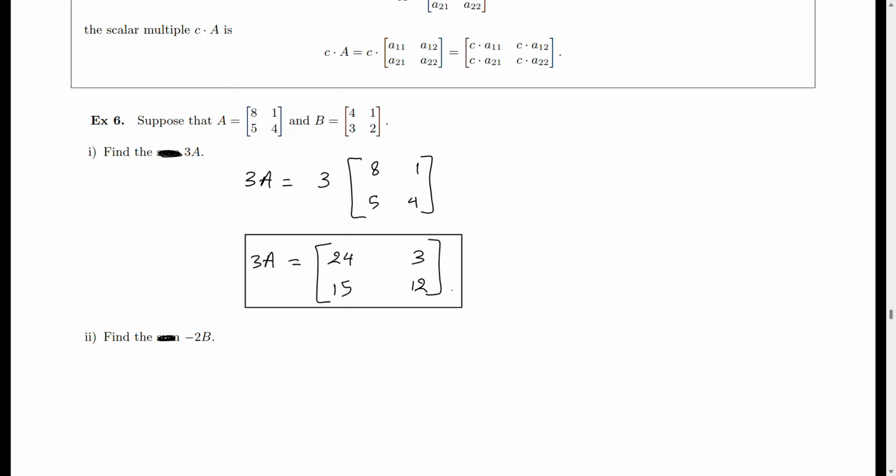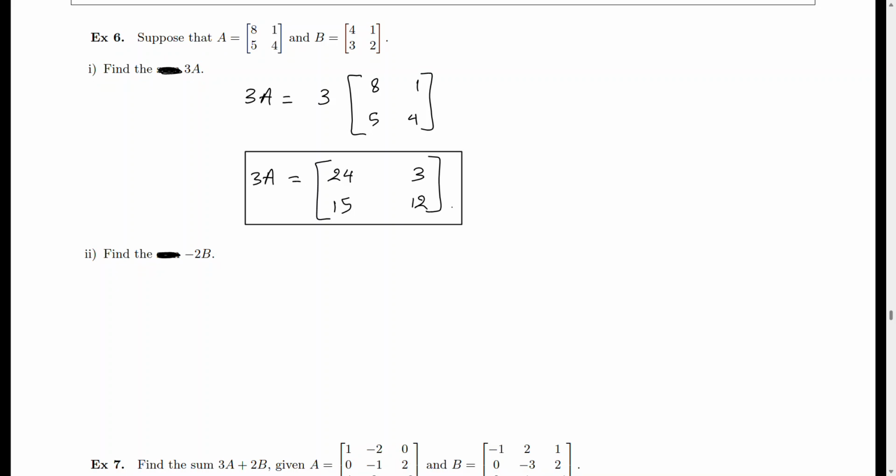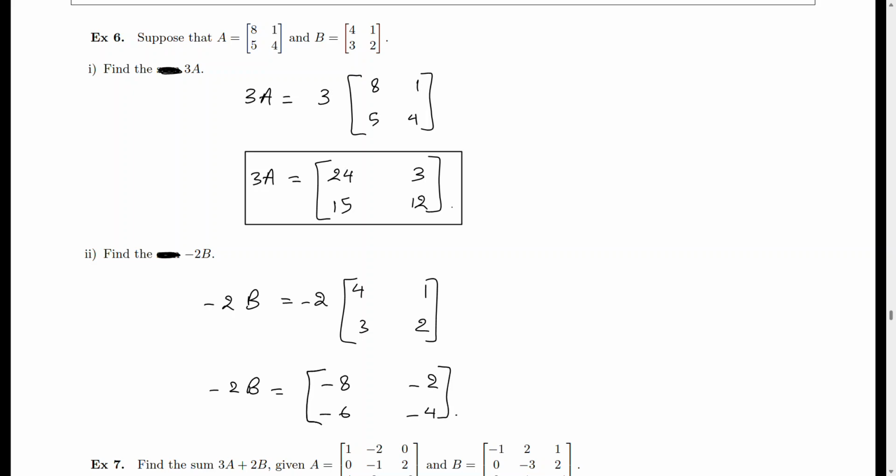So again, this word is not supposed to be there. We want to find the product of negative 2B. So my matrix B consists of the numbers 4, 1, 3, and 2. And I want to find negative 2 times that amount. So again, the negative 2 on the outside will go to every number inside the matrix. And the result will be a negative 8 with a negative 2, then a negative 6, and a negative 4 at the end.